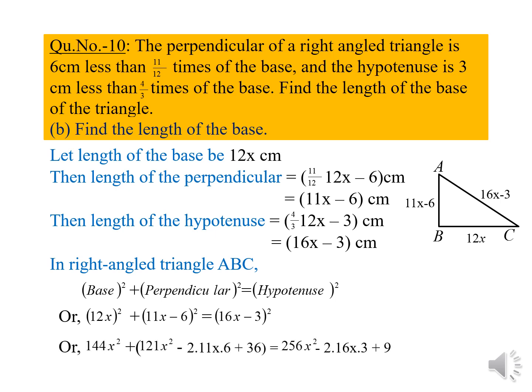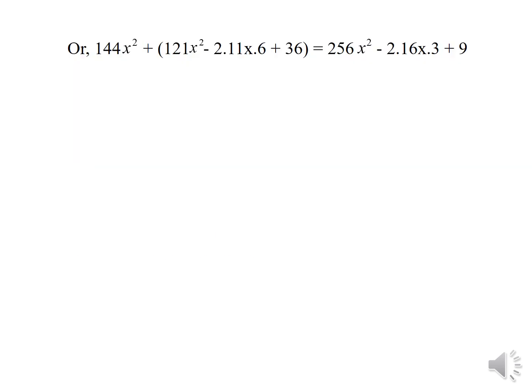And then we just use the formula. Here 12x whole square is 144x square, and a minus b whole square means a square minus twice ab plus b square, and at the right side also a square minus 2ab plus b square. Then we just remove the brackets, and all terms of the right hand side we bring to the left hand side, so their signs will be changed.